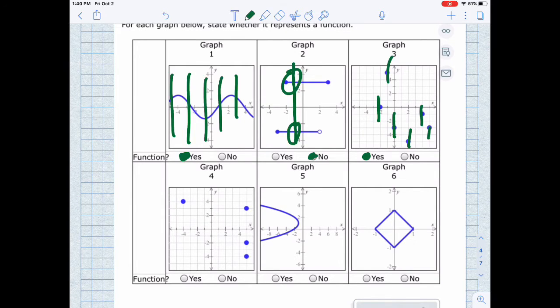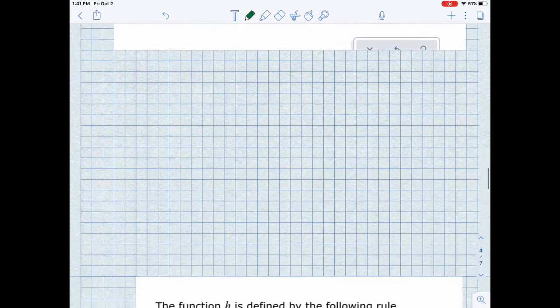But down here in graph 4, 1, 2, 3, that is not a function. And then this is not a function, cross, cross, not a function. And this is not a function. I can cross it twice. I can cross it twice over here also.